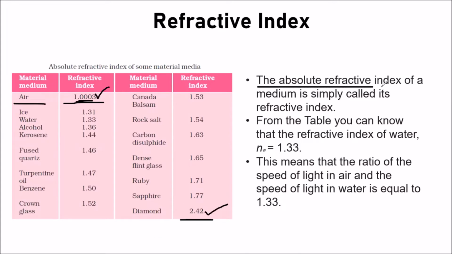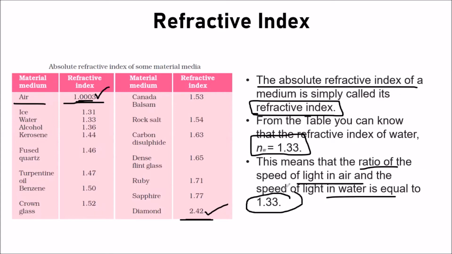So the absolute refractive index of a medium is simply called refractive index. If you hear the term refractive index and nothing else is mentioned, it means light is coming from air. If you see, the refractive index of water is 1.33, which is an absolute refractive index. It means the ratio of speed of light in air to that in water is 1.33.